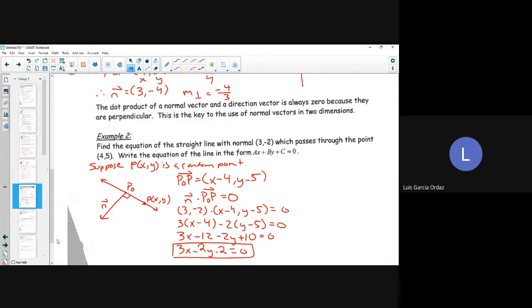So if you notice, the coefficients in front of x and y are components of the normal. So they give you the normal vector.